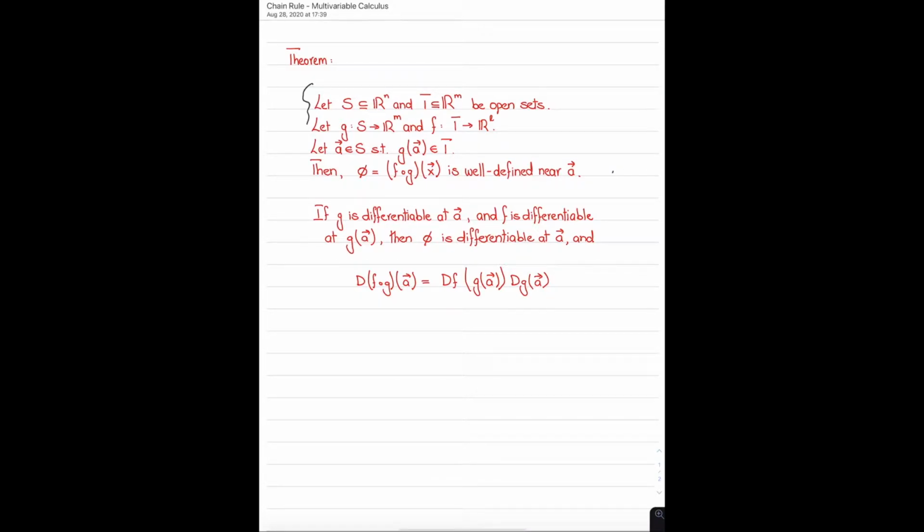This is basically just setting everything up. So it says that S is a subset of R to the power of n, T is a subset of R to the power of m. Both of these are open sets. G is a function that maps from S to R to the power of m, and F is a function that maps from T to R to the power of L. We take an element A in the set S, such that G of A is an element of the set T.